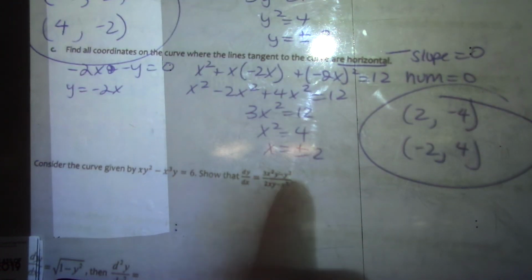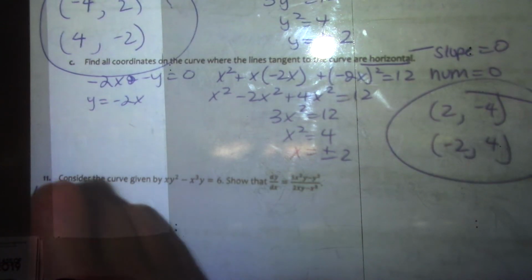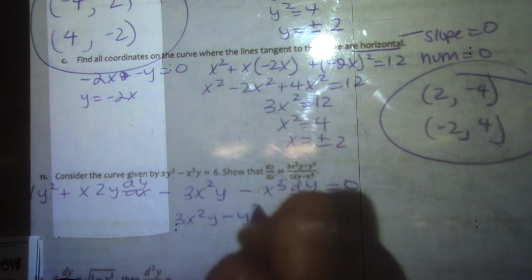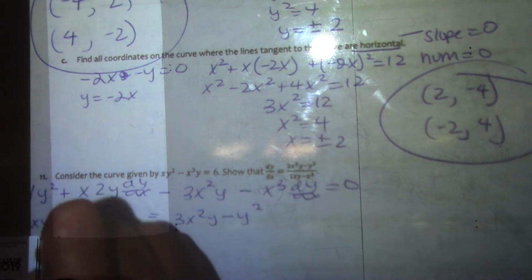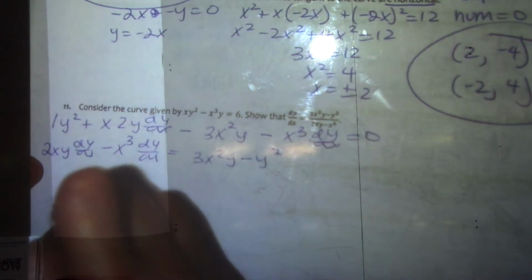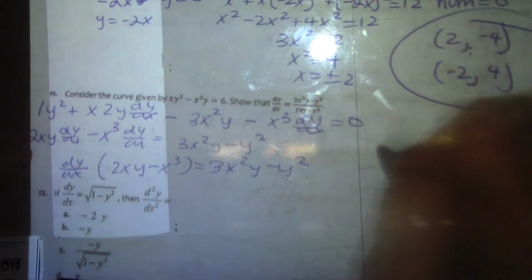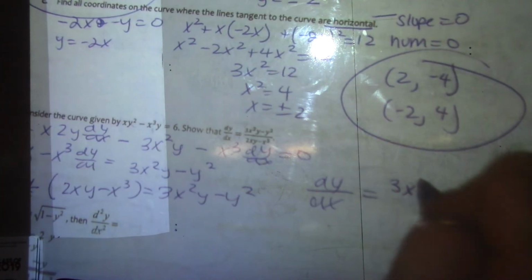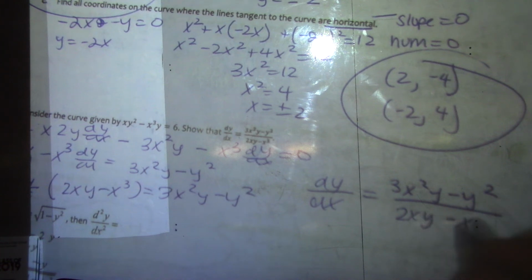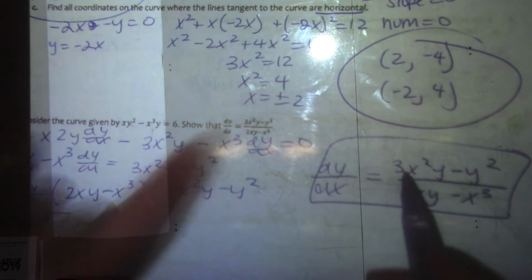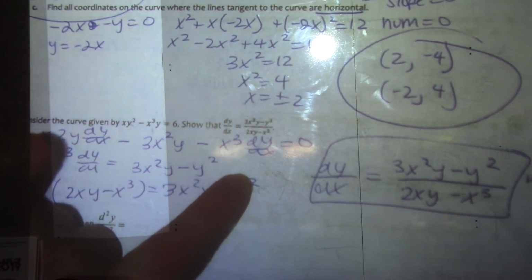I want to show that dy dx equals this. So here, product rule: 1 times y squared plus x times 2y dy dx, minus 3x squared y minus x cubed dy dx equals 0. Move these over, so 3x squared y minus y squared equals 2xy dy dx minus x cubed dy dx. I'm going to factor out the dy dx: 2xy minus x cubed. Then divide over, dy dx equals 3x squared y minus y squared over 2xy minus x cubed. Make sure that it looks exactly like it said, because the whole point is to show that it equals this. I have exactly what it has, so check, or QED.